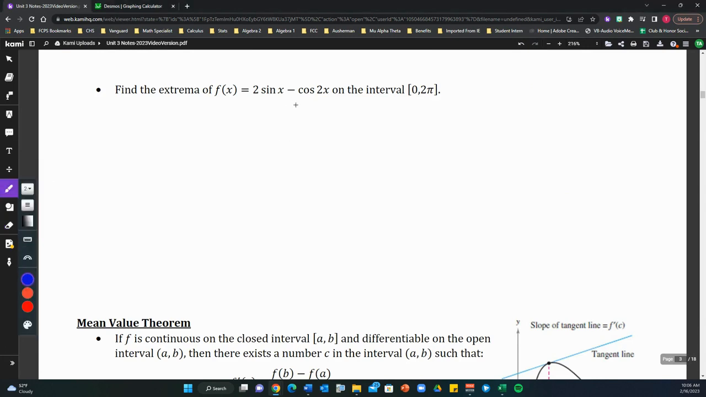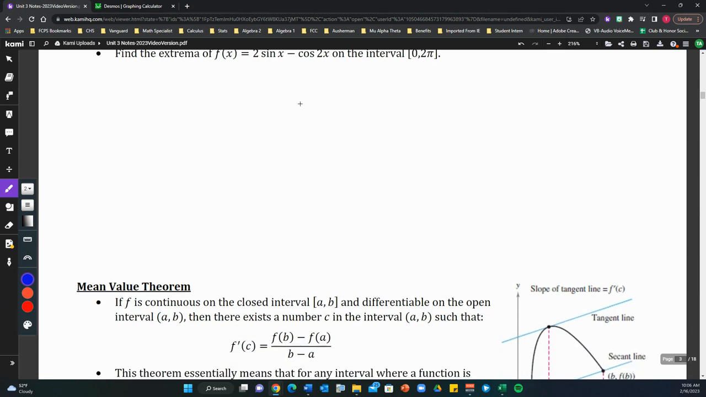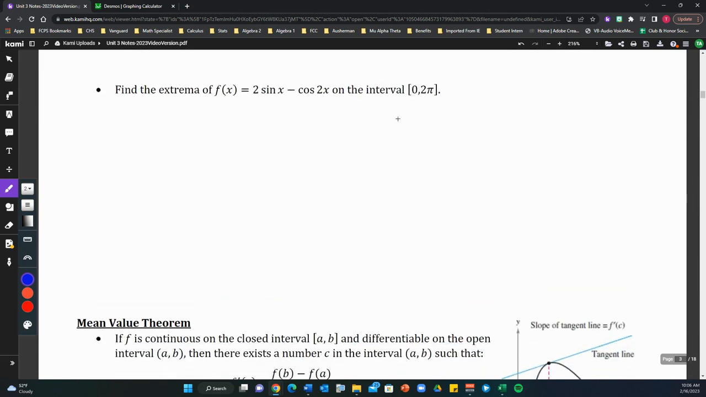So for this one, we're going to find the extrema of f of x equals 2 sine of x minus cosine of 2x on the interval from 0 to 2 pi. So again, we have an interval, so we're looking for absolute extrema here. So first step, we're going to find these critical numbers. Now, again, one helpful tip here sometimes is thinking about the domain and differentiability and continuity of this original function.